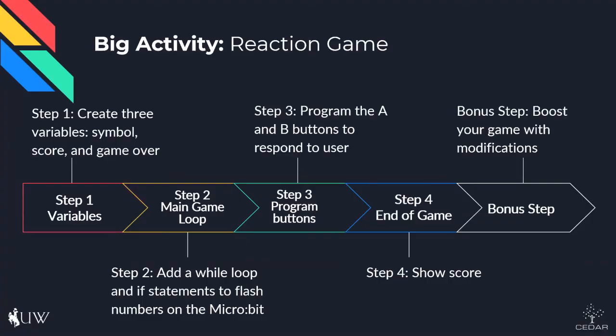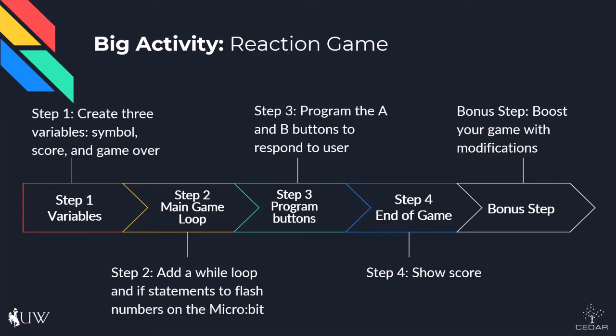Now that we've gone over 2 control flow methods, we can apply that knowledge to build a game. In fact, most games you play are just a complex combination of if statements and loops. So our game today is going to be a reaction game, and what we're going to do is have the microbit randomly flash the letters A or B, and then have the player click the correct button. As soon as the player clicks the wrong button, the game will end and the correct number of clicks will be displayed. We'll build our reaction game in 4 steps plus a bonus step.